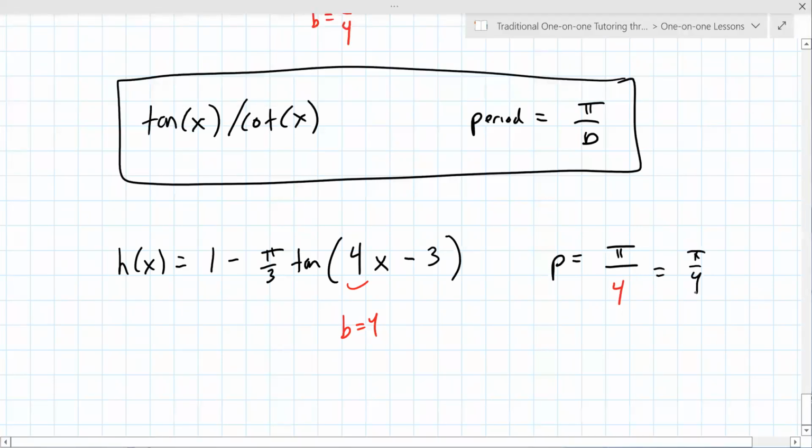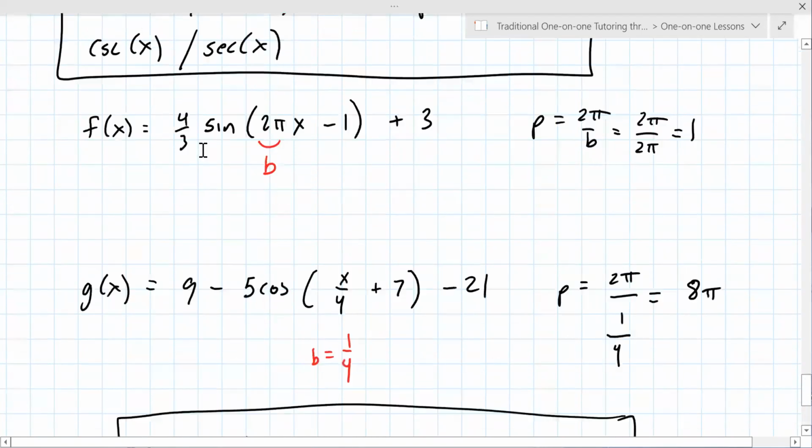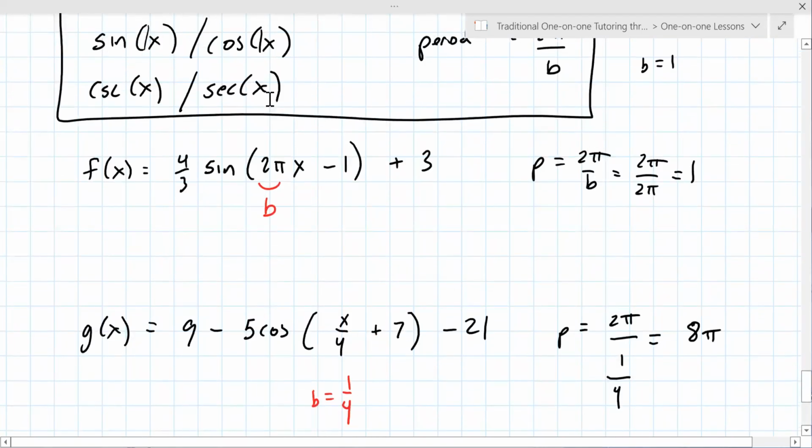So all you have to remember to do this on a test or quiz is figure out, you have to know whether it's tangent or cotangent. And then you have to remember for tangent, cotangent, it's pi over b, but the more general one is sine, cosine, secant, cosecant. It's 2 pi over b.